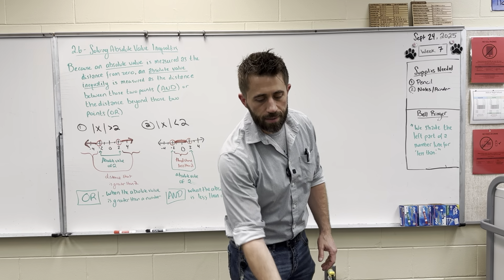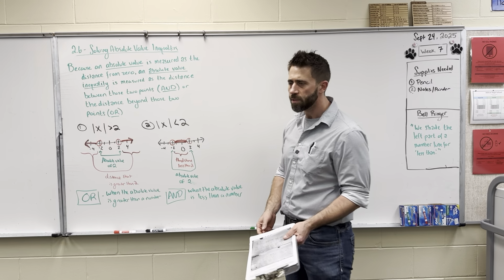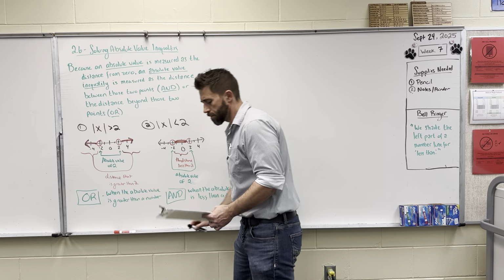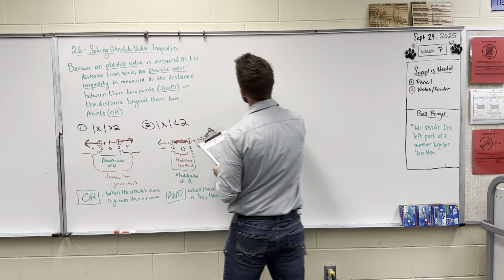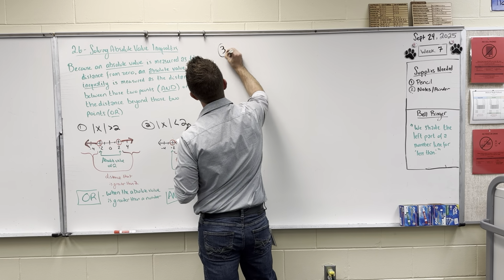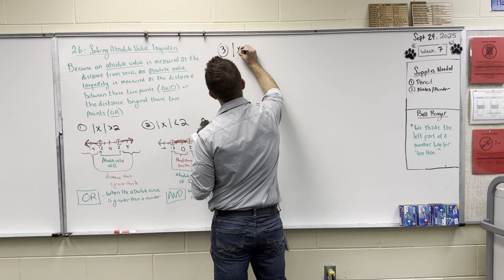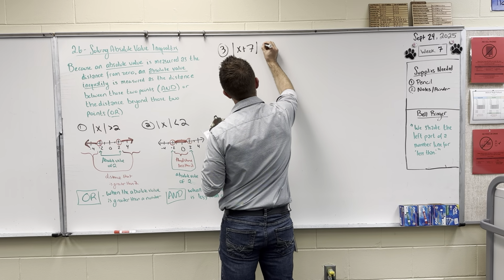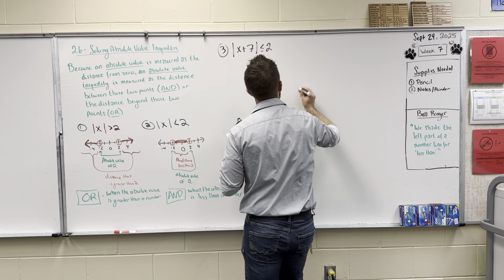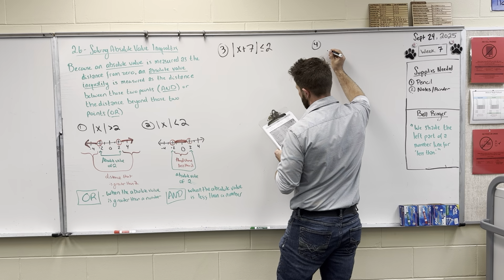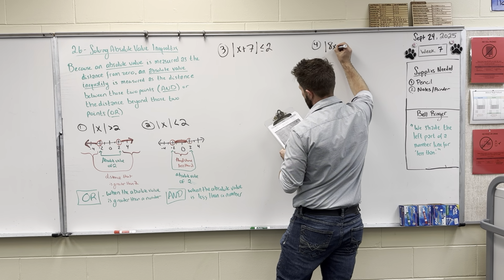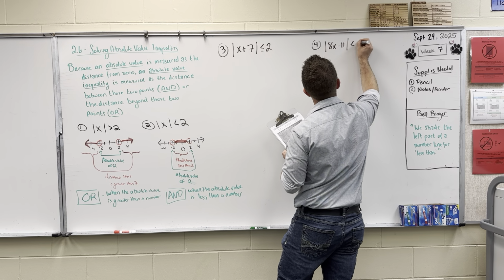So let's cover a few examples to make sure we get the idea of what that looks like in practice. Okay, so numbers 3 and 4. Number 3 is the absolute value of x plus 7 is less than or equal to 2. Number 4 is going to be the absolute value of 8x minus 11 is less than 0.